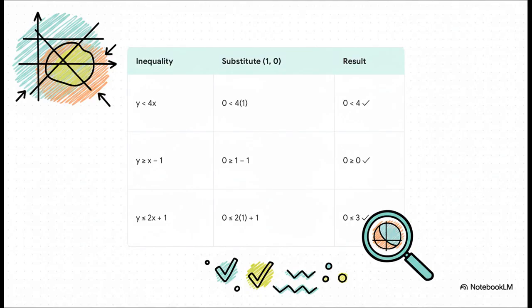Okay, let's take the point (1, 0) and see if it fits into this system of rules. All we do is plug in 1 for x and 0 for y, and just check them off. Rule 1, is 0 less than 4 times 1? Yep, 0 is less than 4. Check. Rule 2, is 0 greater than or equal to 1 minus 1? Well, that's 0, so yeah, it is. Check. And rule 3, is 0 less than or equal to 2 times 1 plus 1? That's 3. Yep, check again. See, it passed every single test, so (1, 0) is officially a solution.